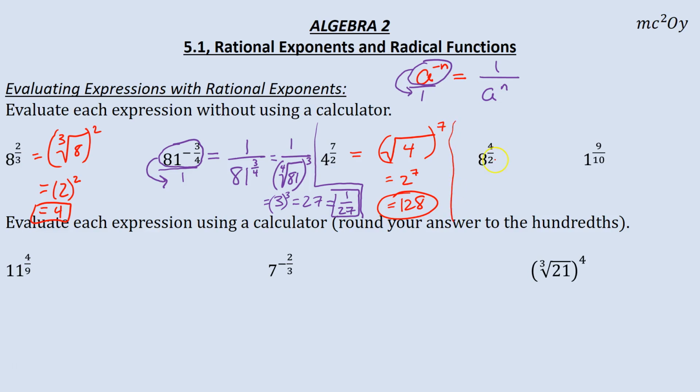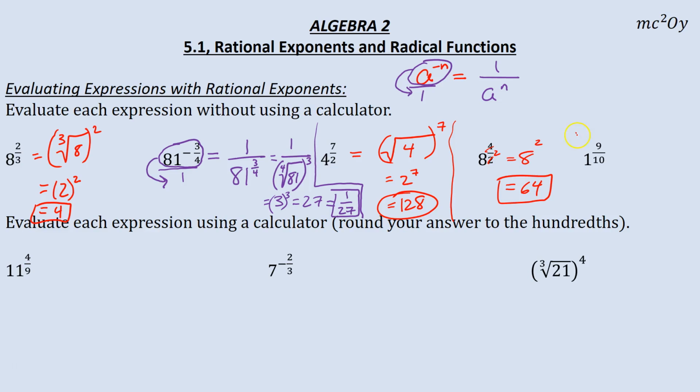Another thing to think about, anytime you have a power that you can reduce, like 4/2 reduces to 2, go ahead and do that. So this actually equals 8 squared, which is really easy at 64. It's much more difficult if you don't reduce it first.